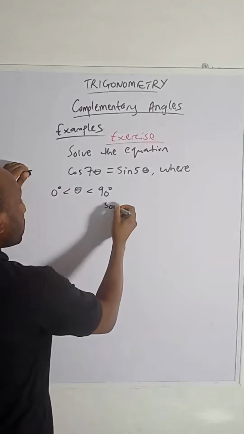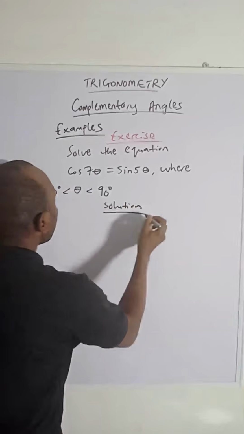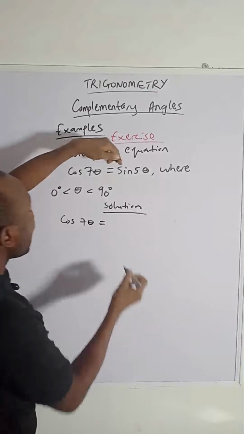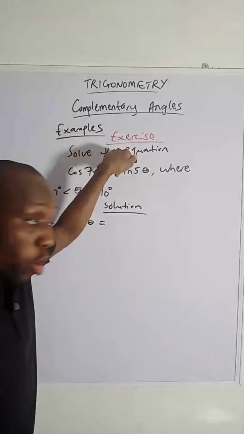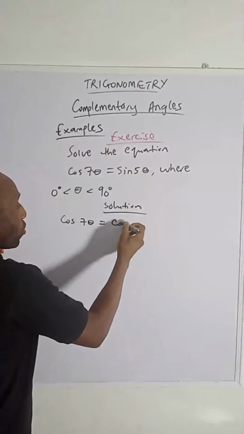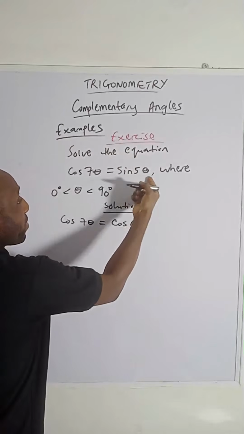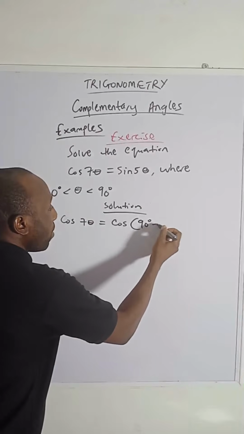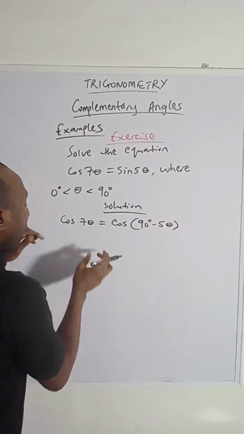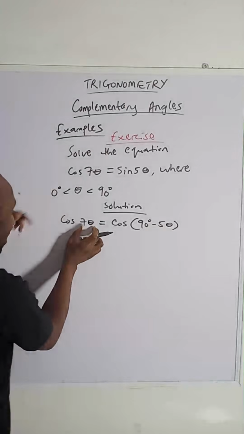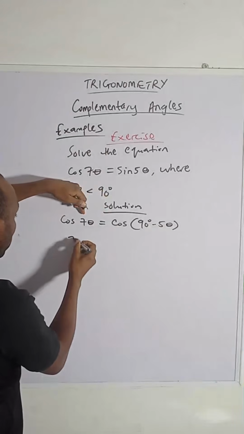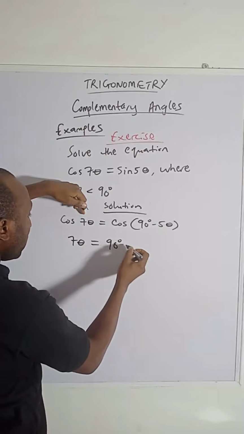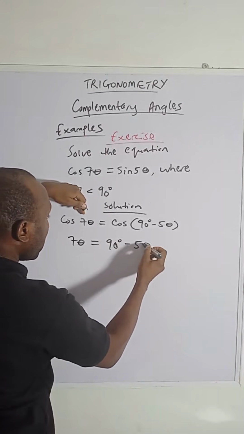Okay, let's do it together if some of you are having issues with this. Cos 7 theta is equal to, let's change sine to cos. If you change sine to cos, you must subtract 5 theta from 90 degrees. So I have 90 degrees minus 5 theta. I'll have to equate the angles. Since this is cos, equate the angle. So 7 theta is equal to 90 degrees minus 5 theta.